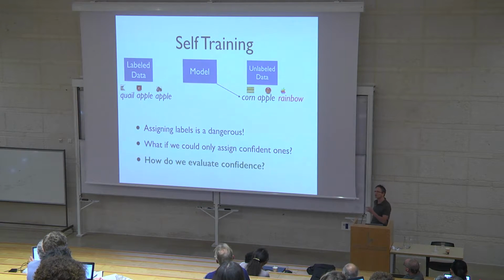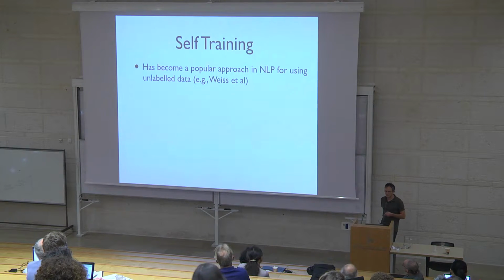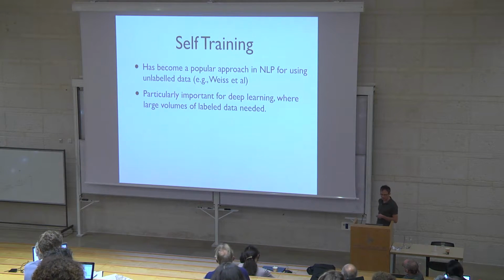So if we say a label is, say, apple, we want to be sure that it's really an apple. Okay, so how do we do that? So just another word about self-training. It has become a very popular approach, say, in natural language processing. It works fairly well, but it can be improved substantially, I think.